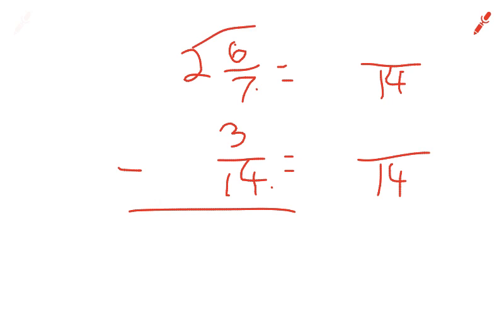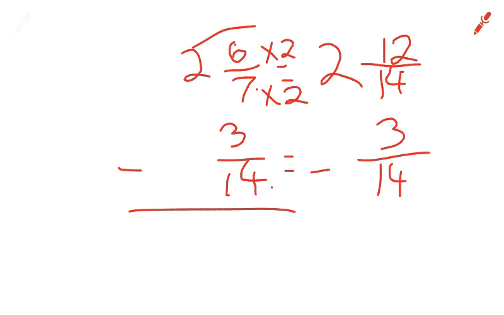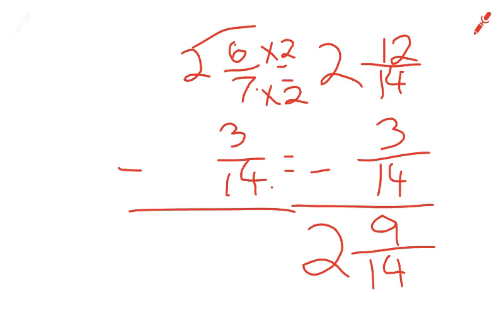I'm going to bring my 2 over. 7 times 2 is 14, so 6 times 2 is 12. And the bottom, look, it's going to be the same, we just bring over the 3. Now we're ready to subtract because we have common denominators. 12 minus 3 gives us 9. We'll write 9/14. And 2 minus, there's nothing to minus, so I'll bring the 2 down. And we get 2 and 9/14.